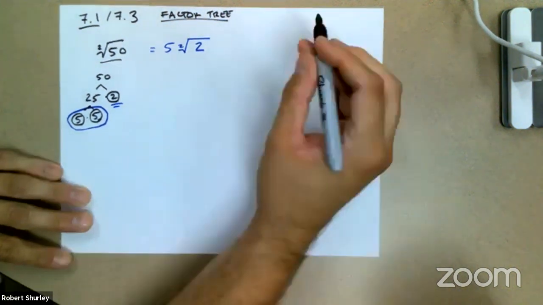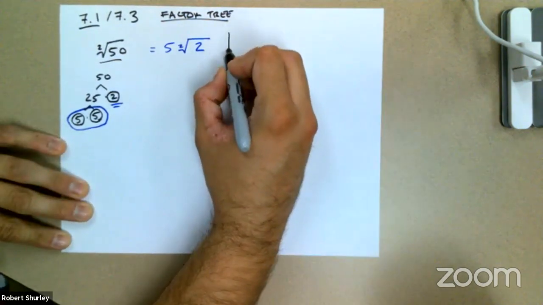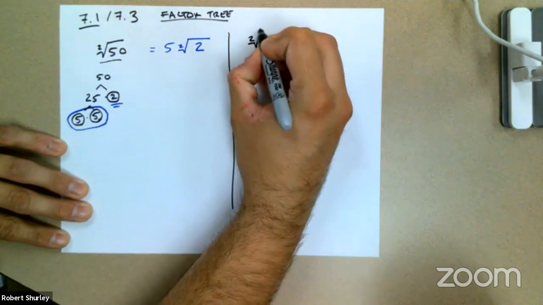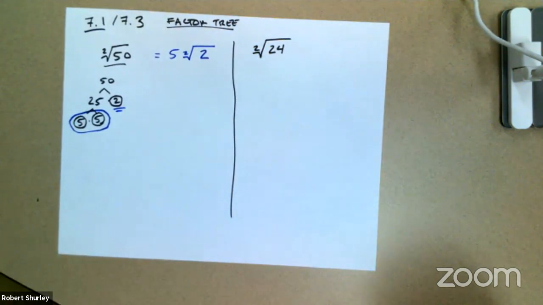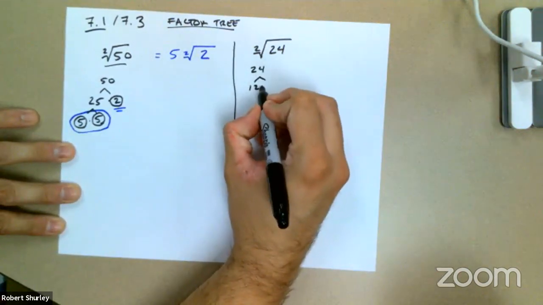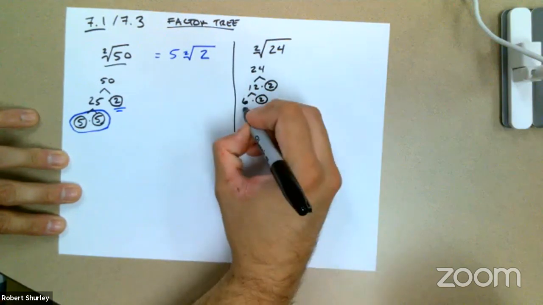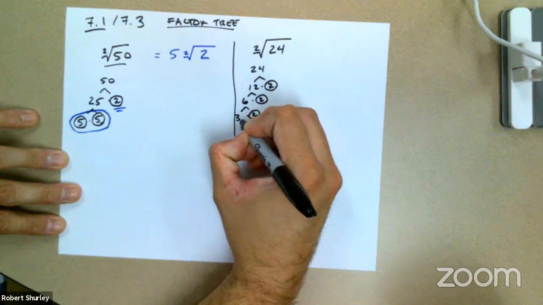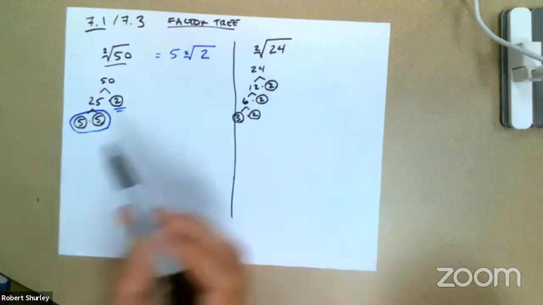So let's say we had the square root of 24. Again, square root of 24. 24 does not have a square root. So automatically, I'm going to start breaking down the 24. Now, I know it's 12 times 2. That's 6 times 2. And that's 3 times 2. So the prime factors of 24 are 3 times 2 times 2 times 2.